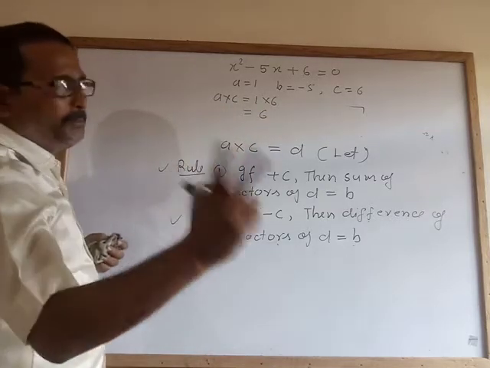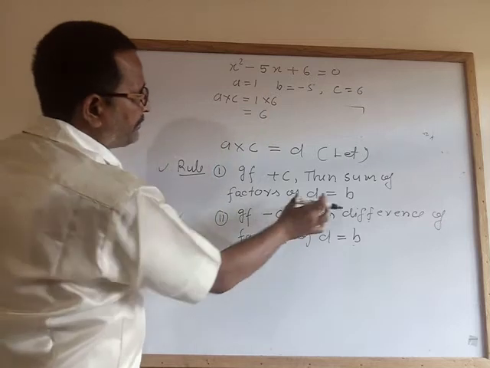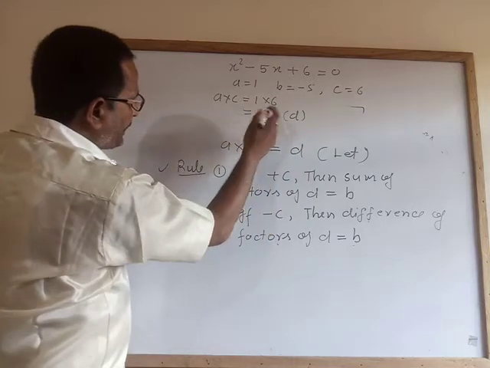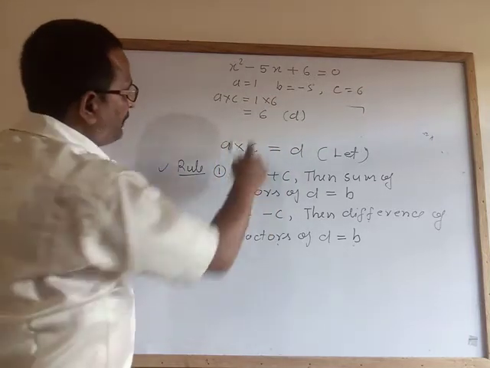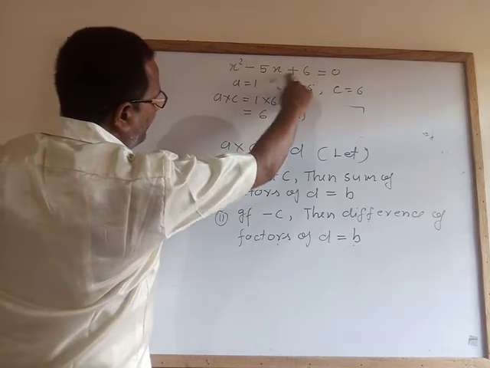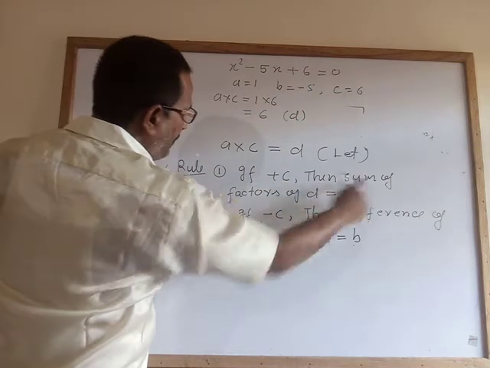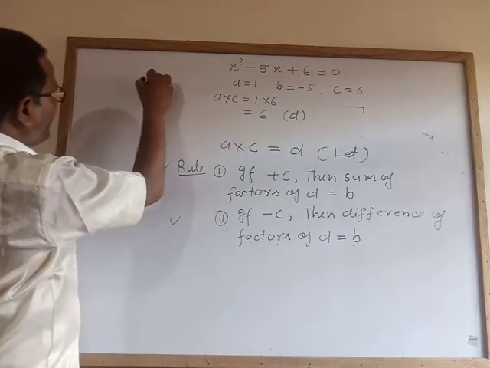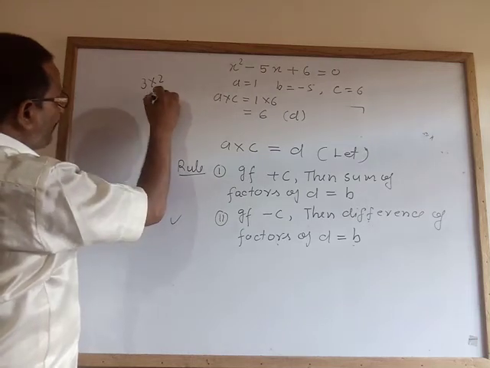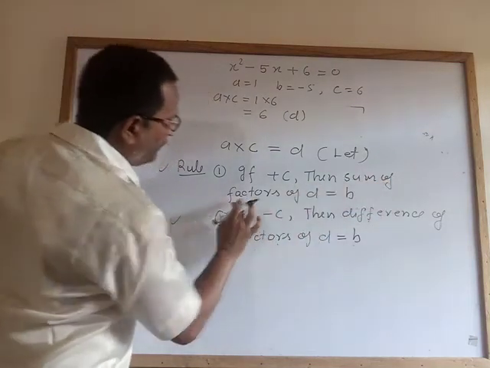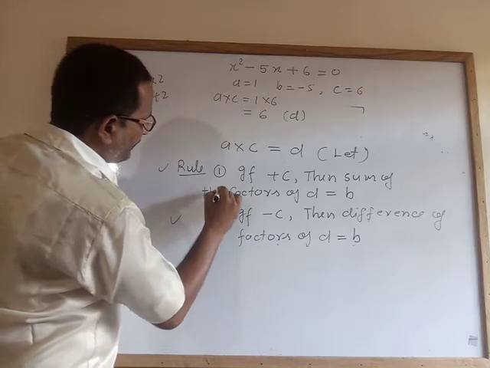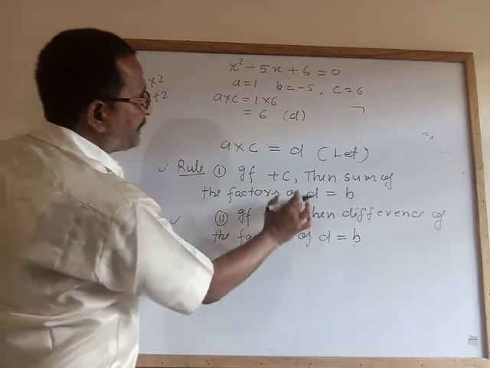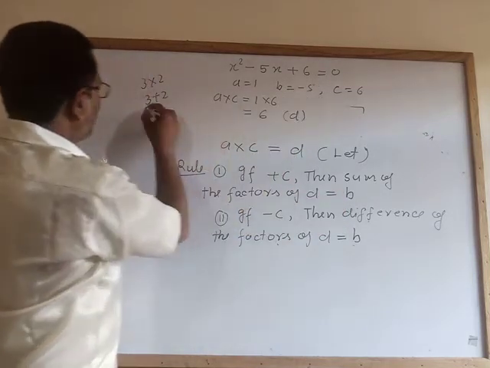Factorize c in two parts whose sum is equal to b. Factorize d, this one equal to d. Factorize 6 in two parts whose sum is in front of x; see that plus sign, plus rule. The sum of the factors of d, means 6. What are the factors? 3 into 2. 3 plus 2, the sum of the factors of d should be equal to b. b means 5. See that?